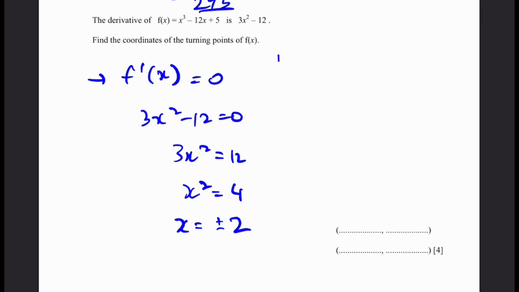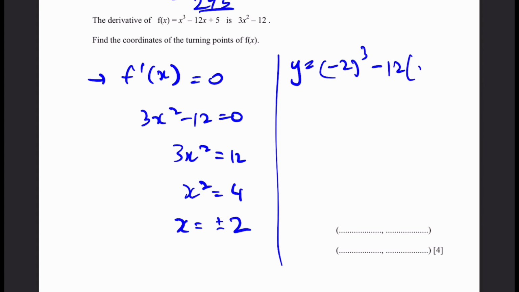So now we need the full coordinates of the turning point. So we need to find the y values for each x value. So for x equals minus 2, we get minus 2 cubed minus 12 times minus 2 plus 5. That's minus 8 plus 24 plus 5, which is 21.